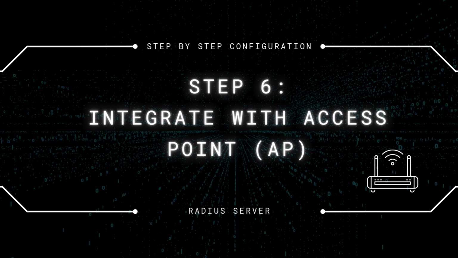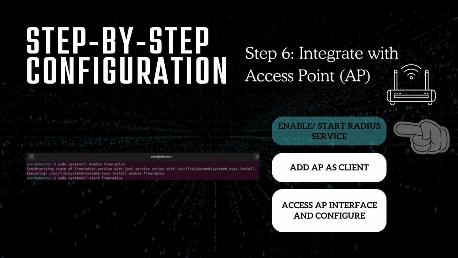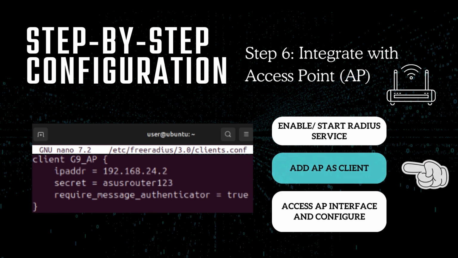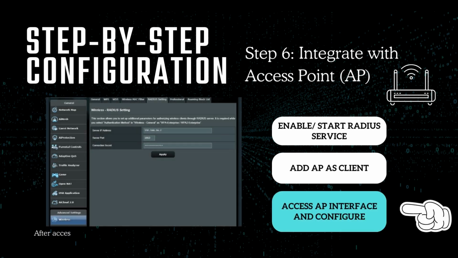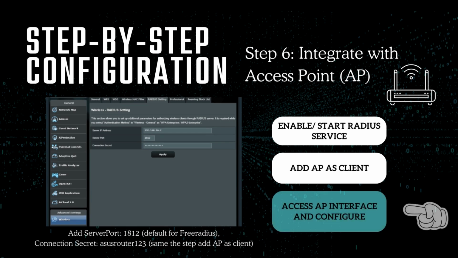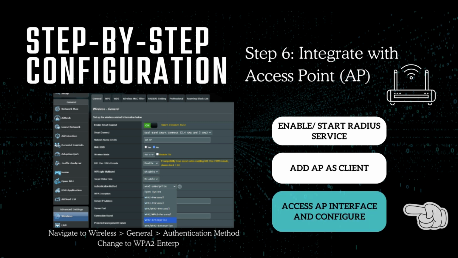Step 6. Integrate with the access point, AP. Start and enable the FreeRADIUS service and ensure there's no error. Add the AP as a client in the client config file with the AP IP and shared secret. Access the router interface by searching the gateway. Navigate to wireless RADIUS setting, set the server port to 1812 and the correct connection secret. Navigate to wireless general authentication method, change to WPA2 enterprise.